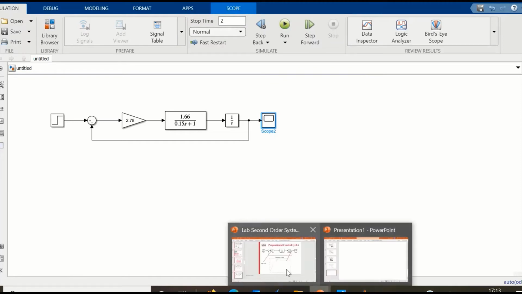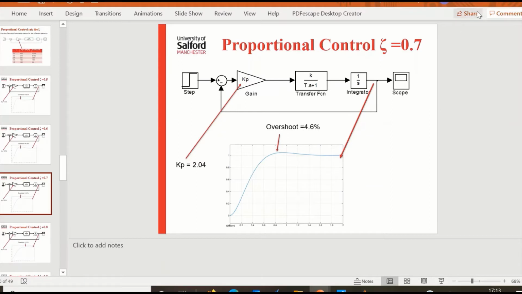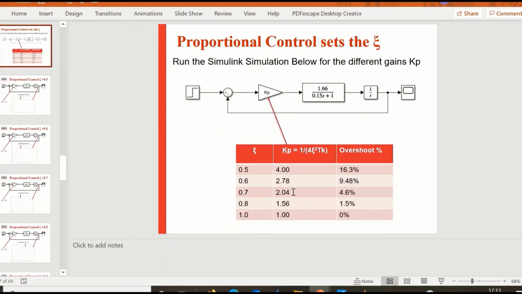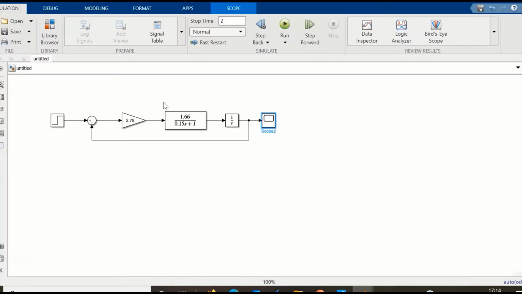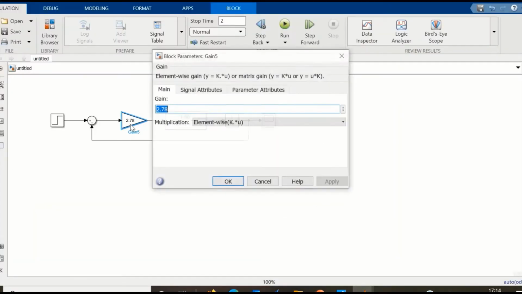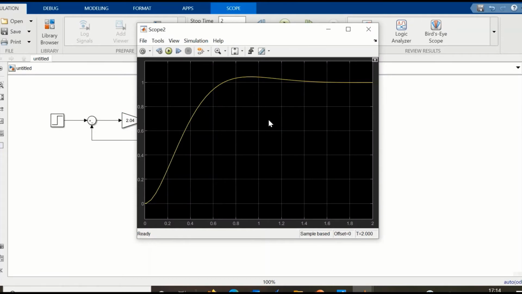Now we can go to the next one, which is a damping ratio of 0.7. So with 0.7 now, the gain reduces, remember from our table, it's 2.04 now. So at 0.7, the gain is 2.04. So we'll go back to my Simulink and put the gain as 2.04. Click OK, and then run the simulation. Notice the simulation's time is set at 2 seconds. I found 2 seconds quite good.